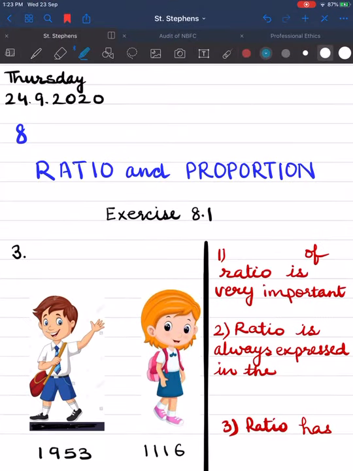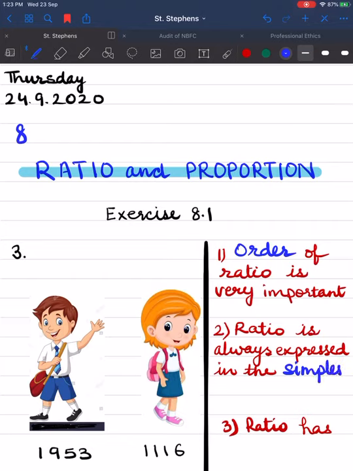Children, today in ratio and proportion we are going to do word problems. In the previous lecture we have learned to find out ratio. I hope you remember that order of ratio is very important. Ratio is always expressed in the simplest form. And ratio has no units. We have already done question 1 and 2 of exercise 8.1.